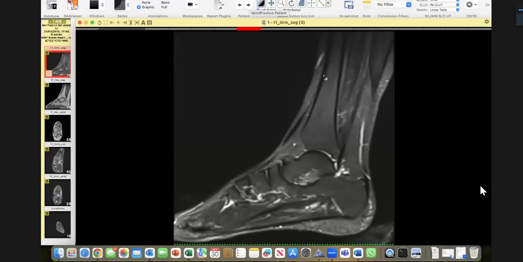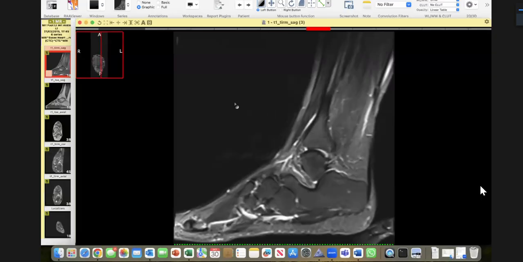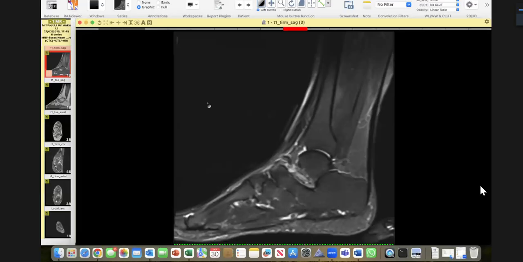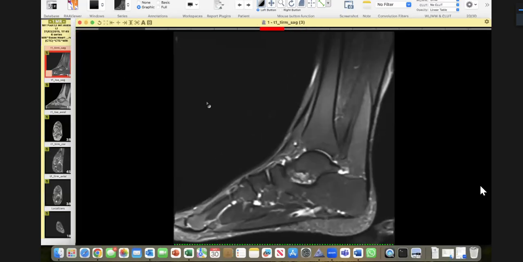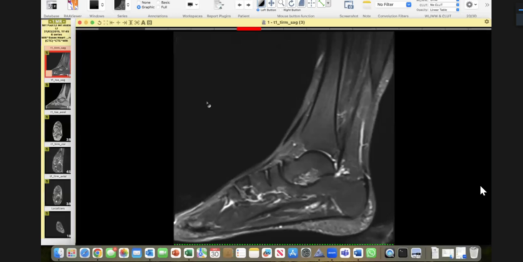So I've got an MR. Okay. Which view do you want to see? Okay, sir. I would like to see sagittal first and then axial as well. Okay, this is a sagittal. So this is an axial T2 fat-set sequence, in which I cannot see any bone edema or any fracture or dislocation.